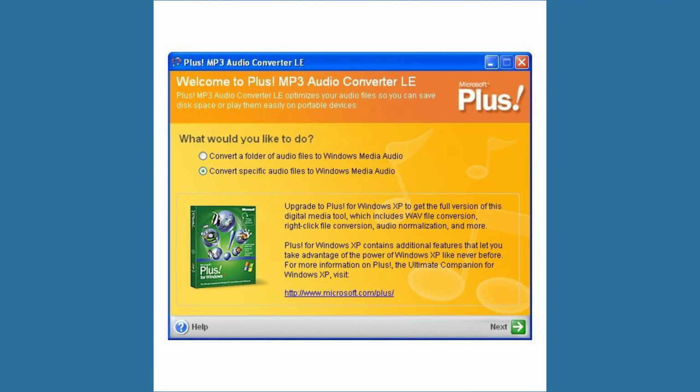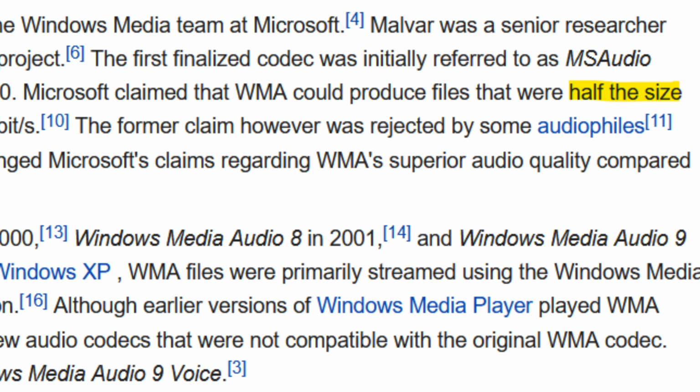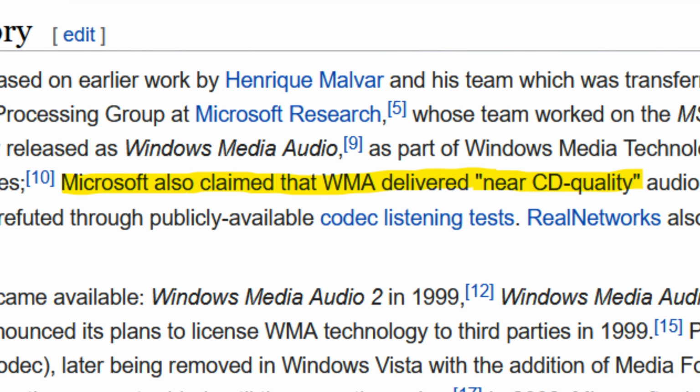But let's get back to the shenanigans Microsoft was hoping to pull with WMA and WMV. Now, they may have missed out on the initial rise of MP3 and H.264 MP4, but they were hoping and betting on Windows Media becoming the de facto standard for multimedia streaming. They pushed hard in their marketing efforts. They claimed that WMA was half the size of MP3s and that it gave near CD quality audio, and even fired shots at RealAudio for being inferior quality.